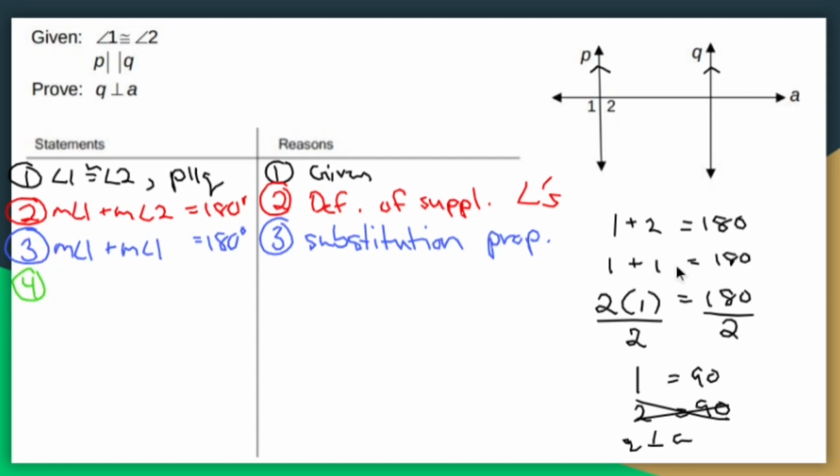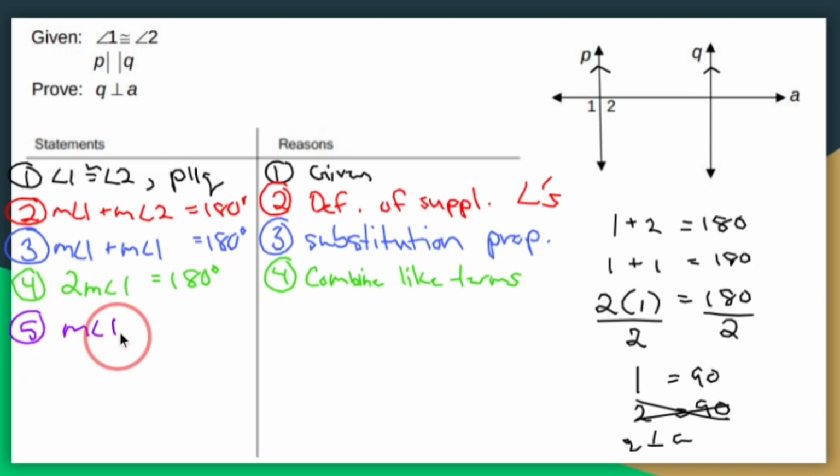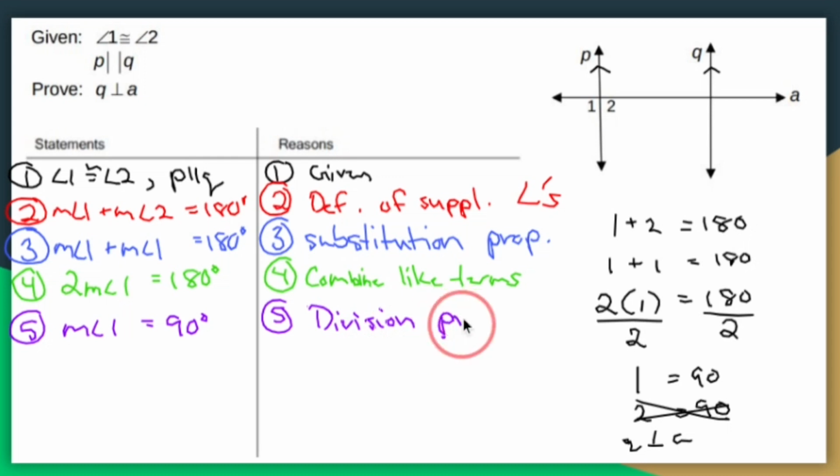Four is, since the measure of angle 1 is right next to the measure of angle 1, why don't I just say I have 2 of those measure of angle 1s and set that equal to 180. What do we do there? We combine like terms. If I divide both sides by 2, I got the measure of angle 1 is 90 degrees. So I divided both sides by 2. That's the division property of equality. So I'll say division prop.